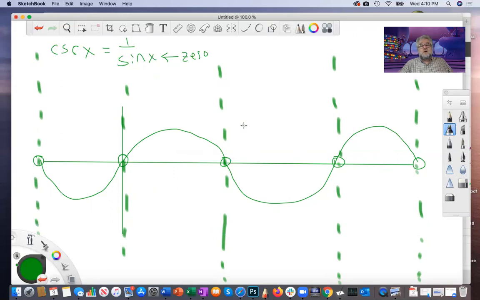I may ask you to do an interpretive dance describing cosecant, and you need to motion that. I'm kidding, you're not doing an interpretive dance.